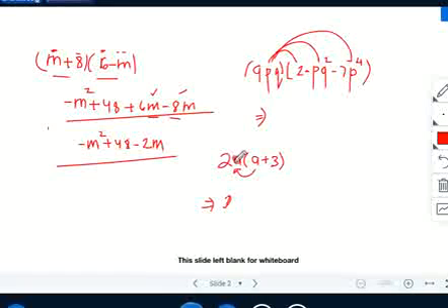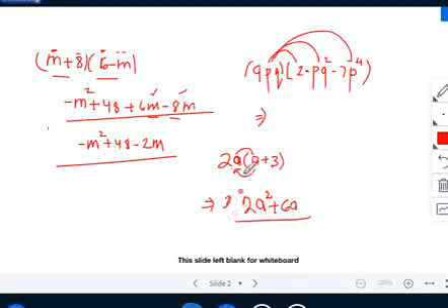It's 2a. It's not 2 plus a. It's just 2a. It's a single term. So 2a times a will give you 2a squared. Then multiply this 2a by 3, you'll get 6a. This is how you open a bracket.